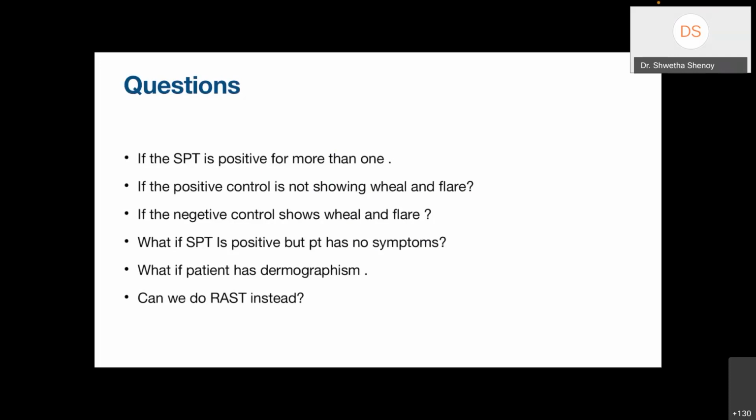What if the positive control is not showing a wheal and flare reaction? If the positive control, that is histamine, is not showing a wheal and flare reaction, either one, there is some drug interfering in the general reactivity, or two, the histamine needs to be checked. If the negative control, that is saline, is showing wheal and flare, we do not expect saline to be dramatic at all, but if it is doing that, then it means one, a contaminant in the saline, or two, the patient's basal skin sensitivity is high, so you will have to treat every wheal and flare with a lot of caution.